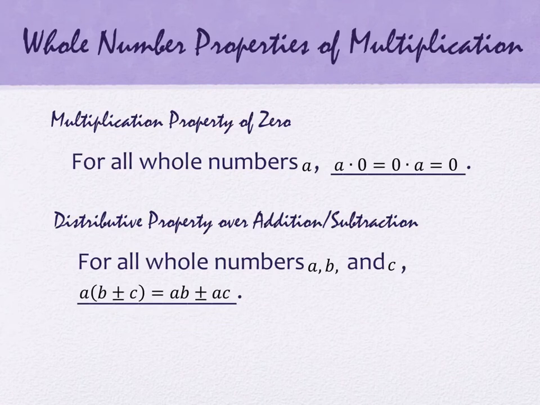You have the multiplication property of 0. So 0 is the unique whole number where when we multiply any number by it, it zeroes it out. Right? A times 0 or 0 times a both yield 0.